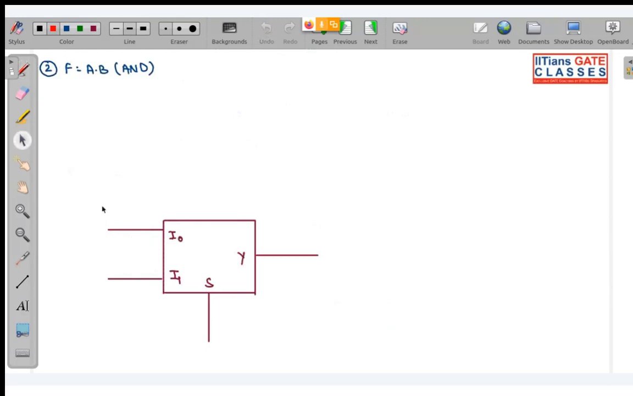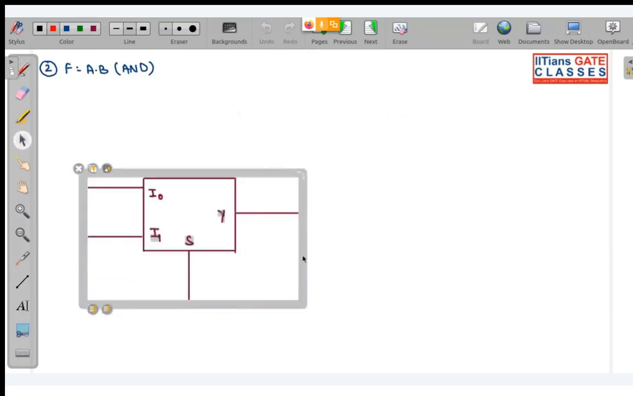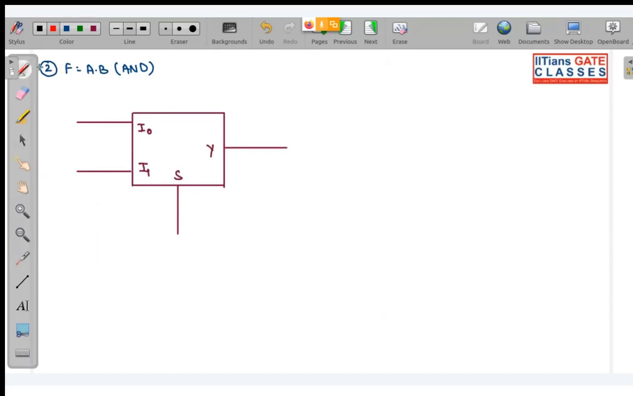Now I want you to implement the AND gate. How are you going to implement the AND gate?